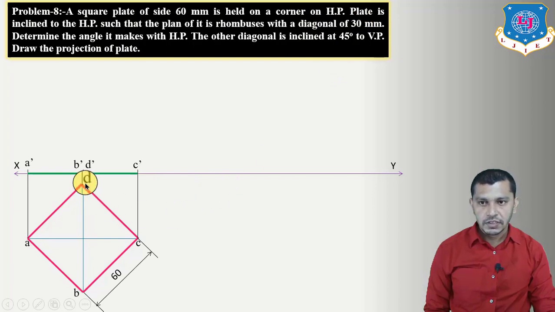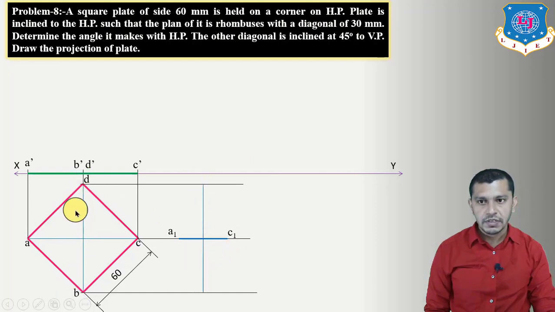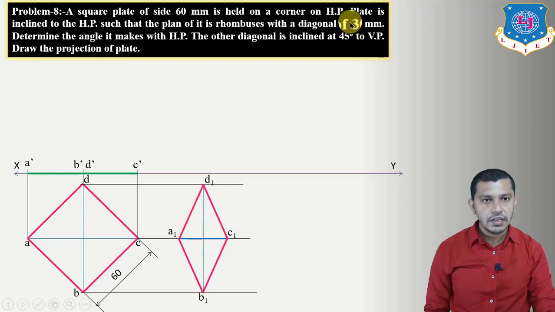So first of all, project these points, draw the locus of D, AC and B. One diagonal of the rhombus will be 30 mm, which is A1, C1, and the other diagonal will remain the same as BD, which is given in this top view of the true shape. So this will be our B1, D1. Now connect these points, we will get the rhombus with one diagonal, diagonal AC, measuring 30 mm, and the length of the other diagonal will remain the same as in the true shape.